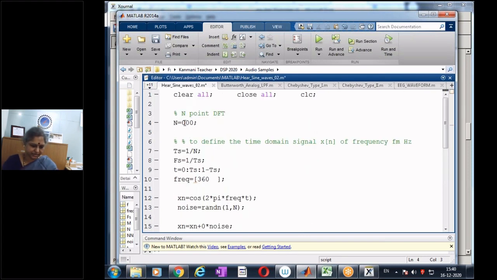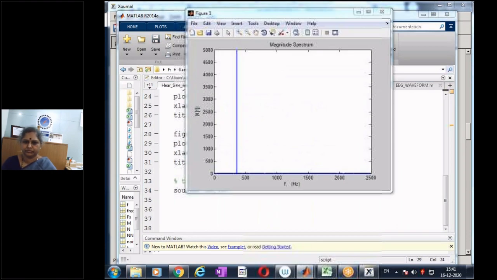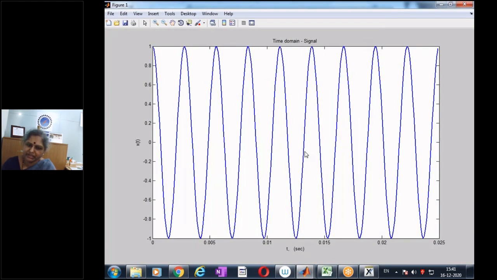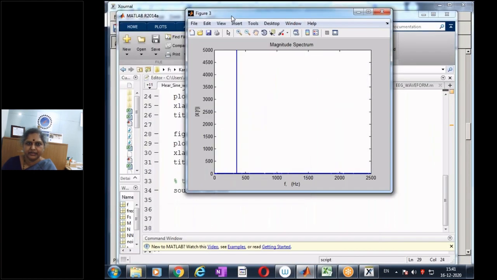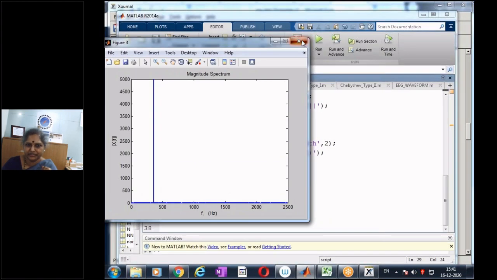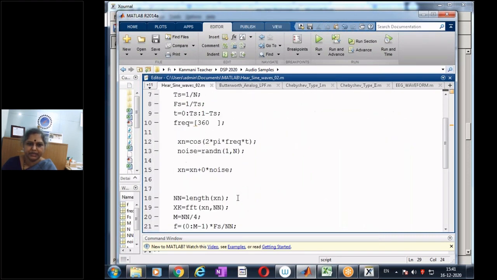Let me just run the same. So now I have repeated by increasing the sampling frequency so that my waveform is smooth and looks clear. The spectrum, of course, remains the same at 360 hertz because we are retaining the same frequency. Now what we'll do is add some noise to the same signal. We are not changing any other parameter. Let's add some noise and see what happens.